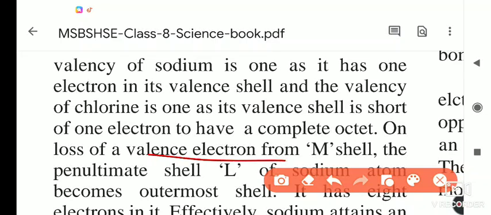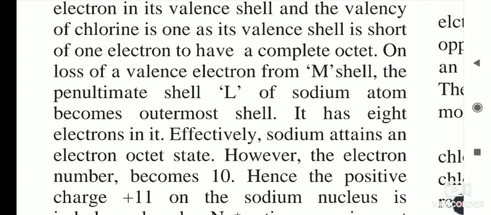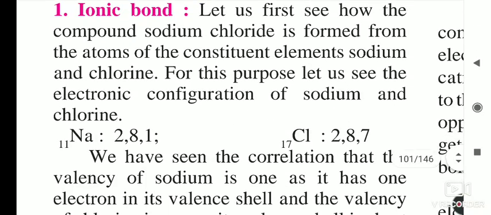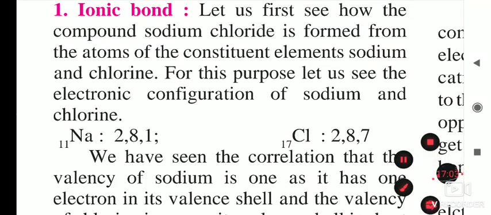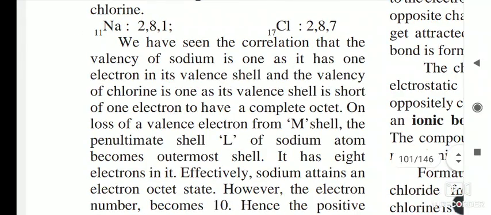On loss of the valence electron from the M shell, the penultimate shell, L, of the sodium atom becomes the outermost shell. As you know, the shells are there. The first shell is the K shell, the second shell is the L shell, and the third shell is the M shell. From that M shell, the sodium donates 1 electron, and now the L shell, the penultimate shell of the sodium atom, becomes the outermost shell.